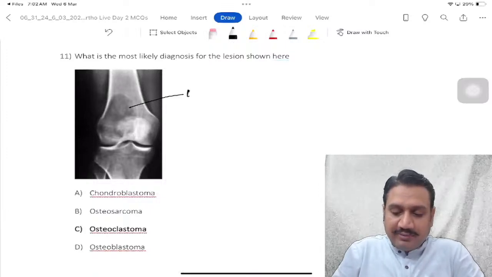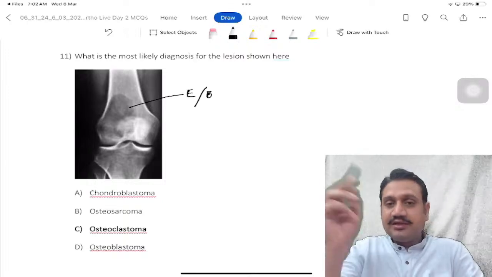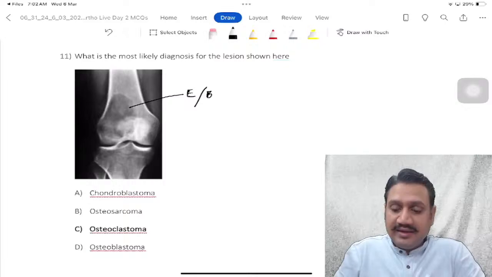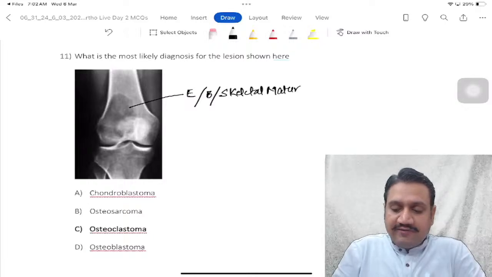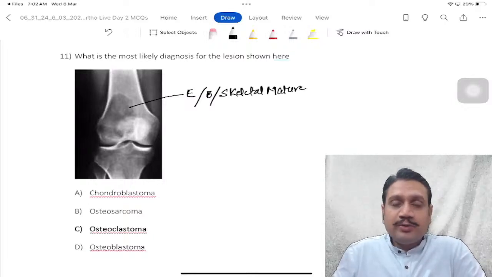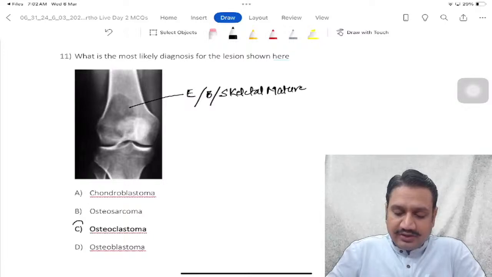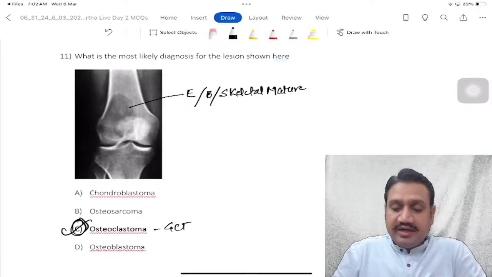Most likely diagnosis, let's go ahead with the same plan. We have an epiphyseal lesion, which is right now benign because I can see all the boundaries here, right? An epiphyseal, benign lesion in a skeletally mature patient. If it is skeletally mature because I don't see any growth plate here, then it has to be what? The giant cell tumor.